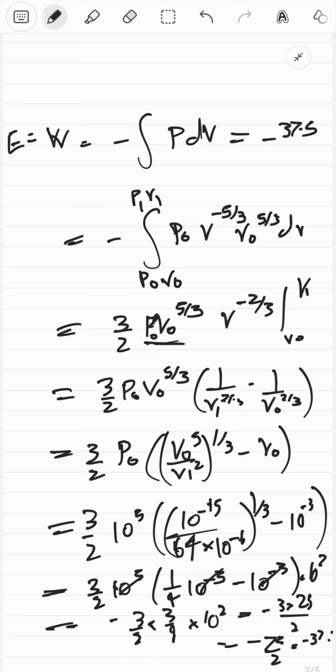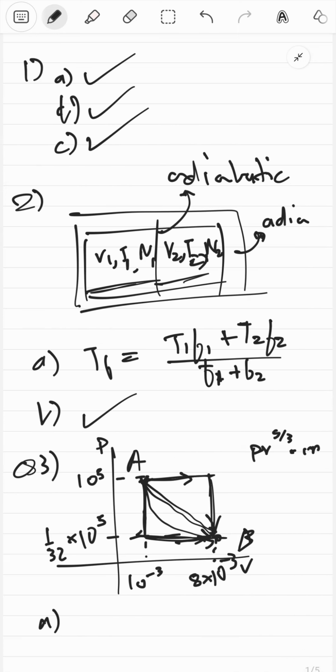What is the unit? Pressure is in Pascal and this is in meter cube. That's the SI unit, right? So this is in joules in that case. It's minus 37.5 joules. Cool. So that's part A. So minus 37.5 joules in this whole process.